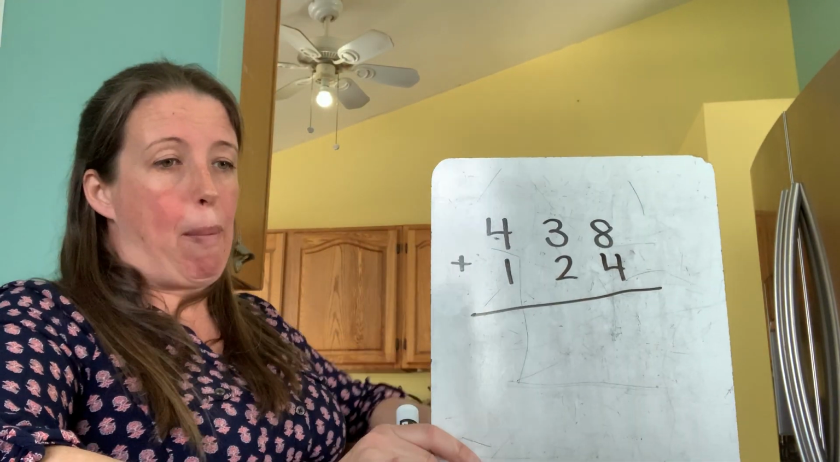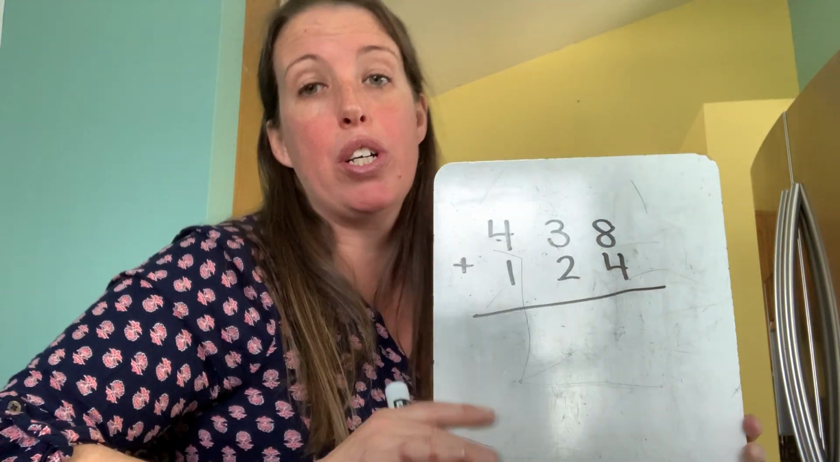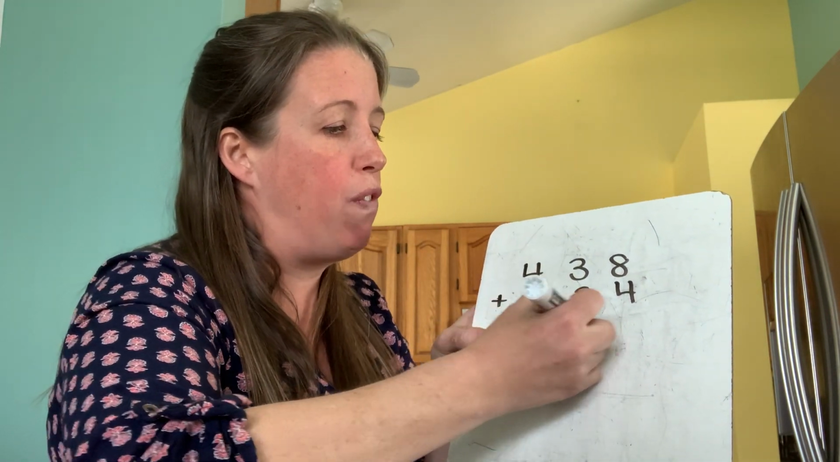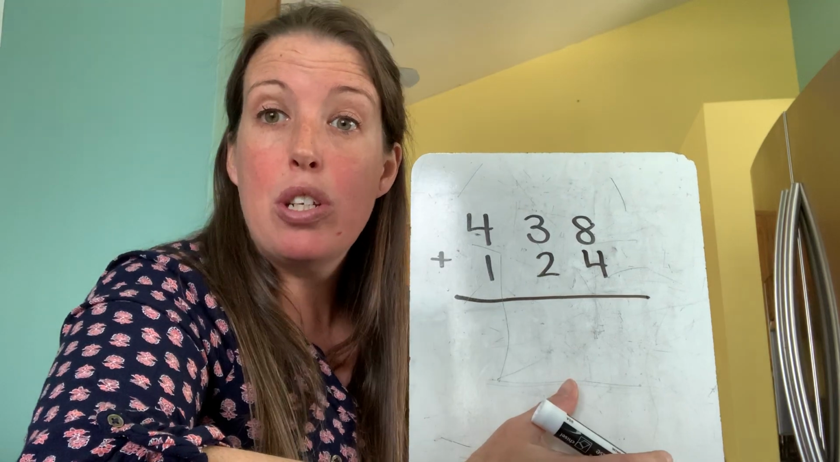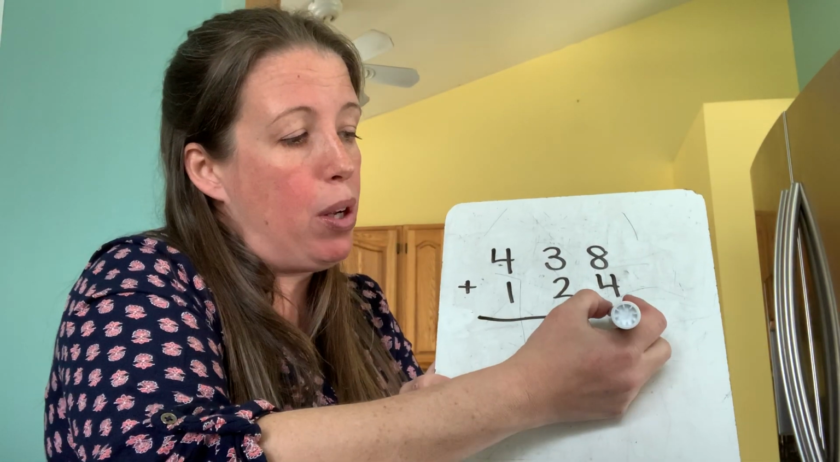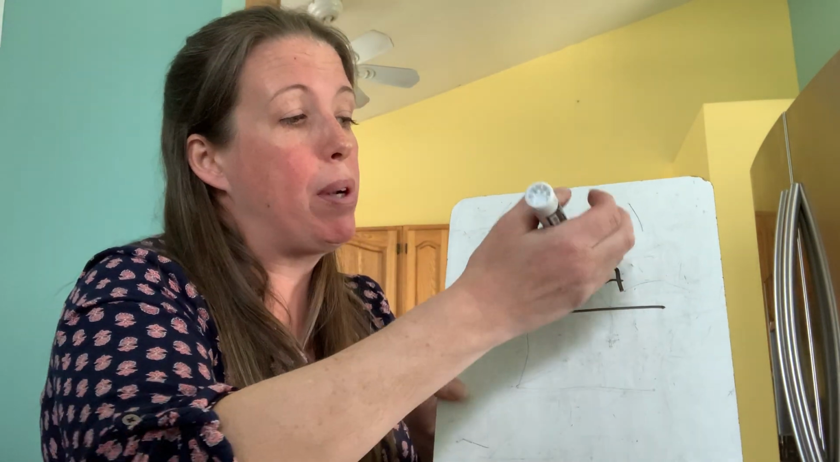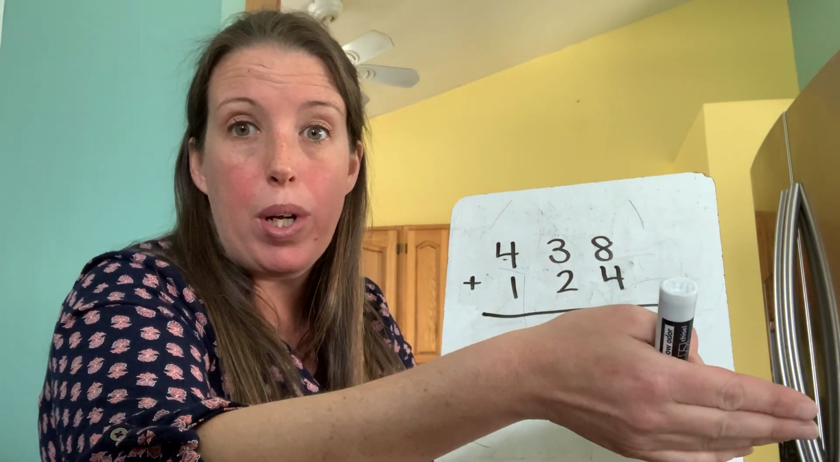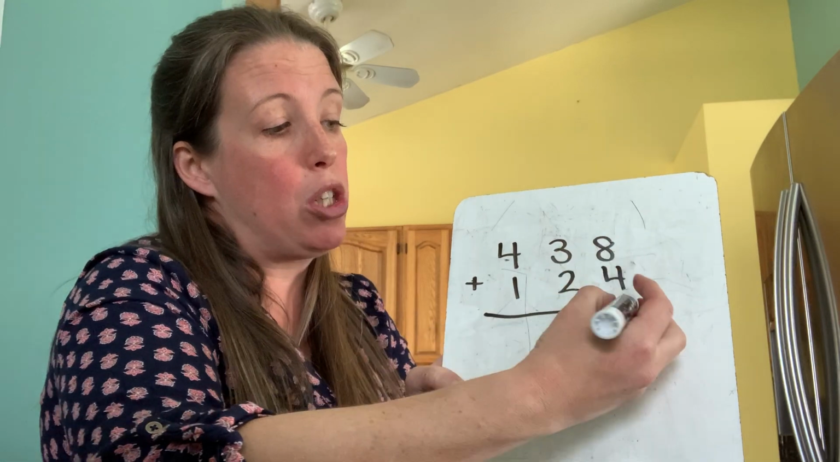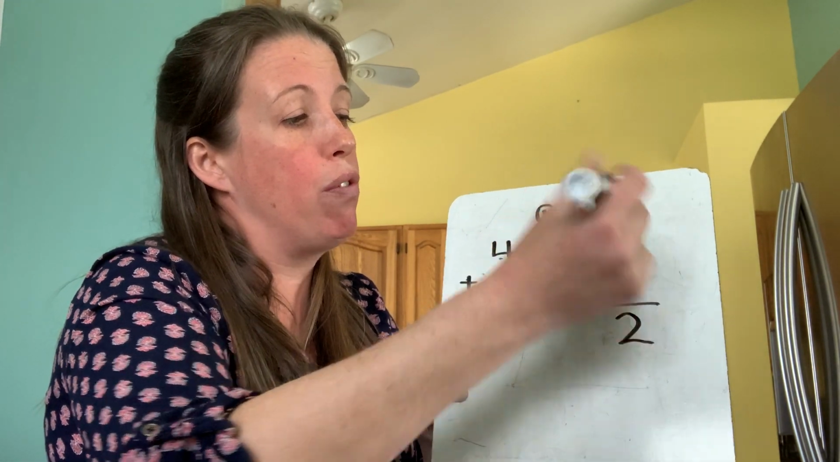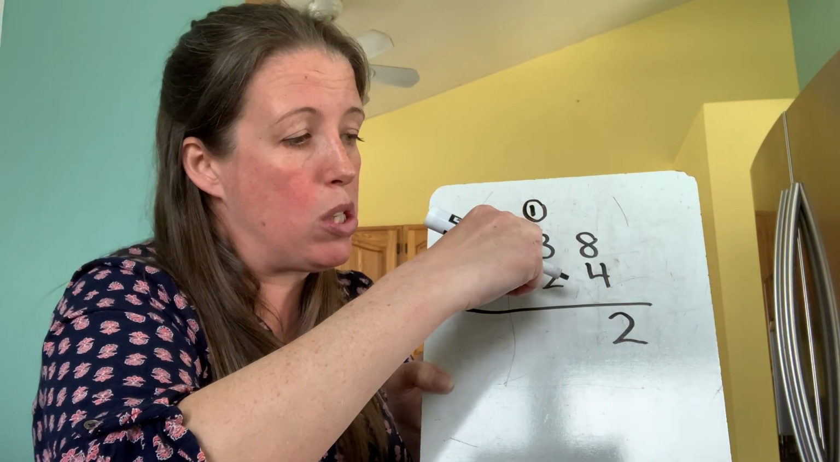Now I'm going to add from my smallest place value first, which is my ones place. When I add 8 plus 4, I get 12. But I can't put both the 1 and the 2 in my answer. So I'm going to put down the number from the ones place in 12, which would be the 2, and I'm going to regroup or carry over the 1. So you can see my 12.